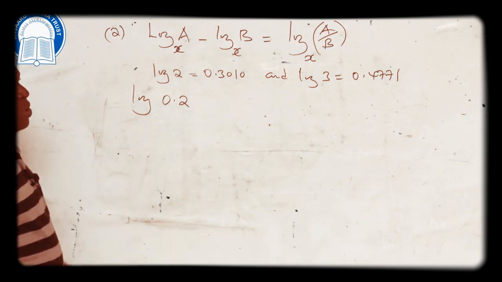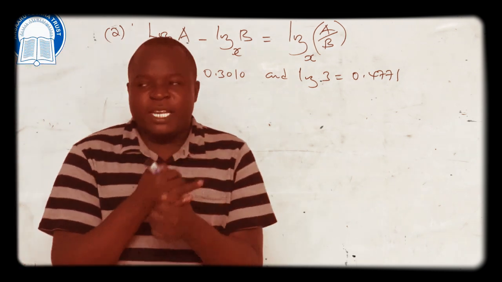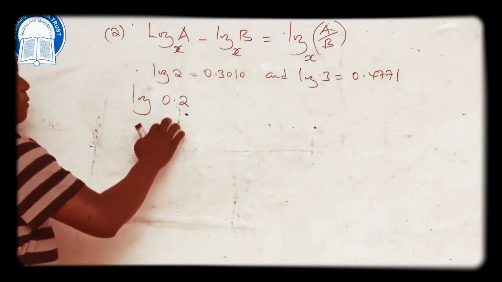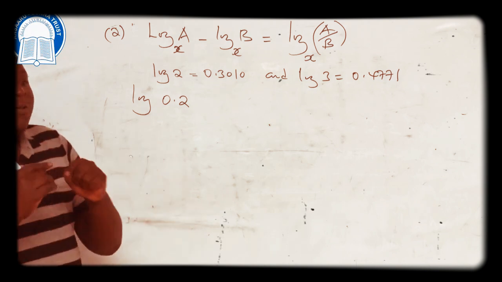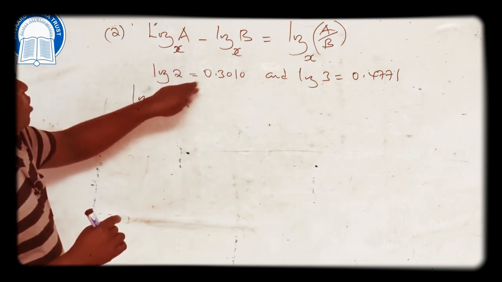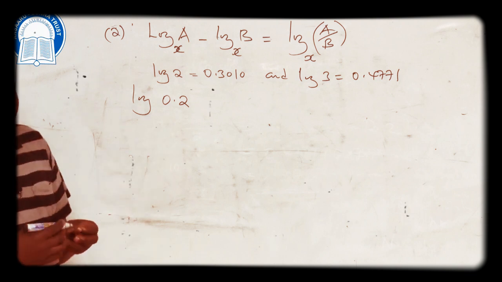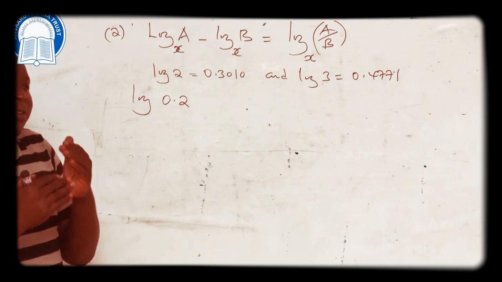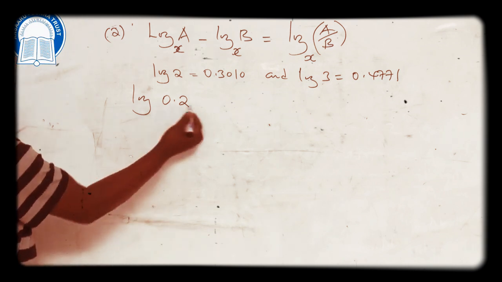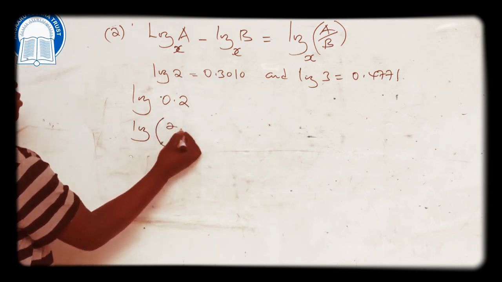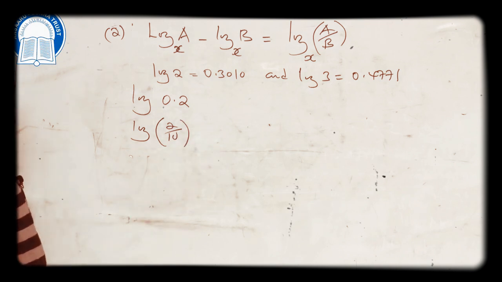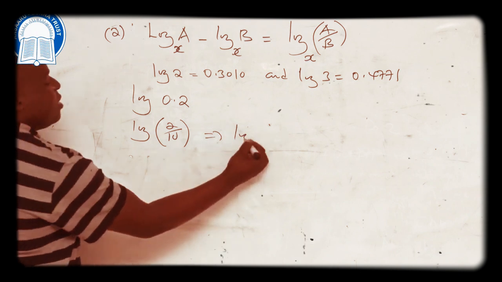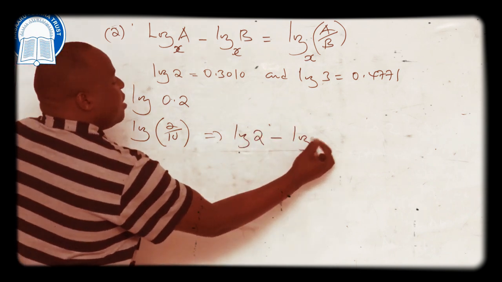So 0.2, remember there's something I already explained to do with 10, which is a common log. So anytime you have logs and you have a number, and you don't see the direct way you can use these numbers to get that value, then think of those common logs. So 0.2 is the same as 2 over 10. That's where I start. But then this is the same as log 2 minus log 10.